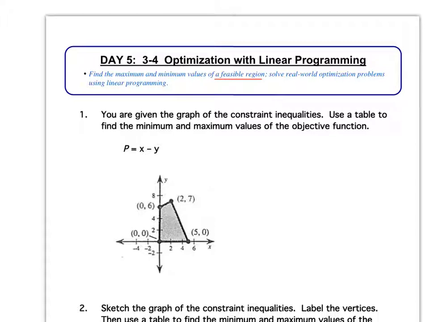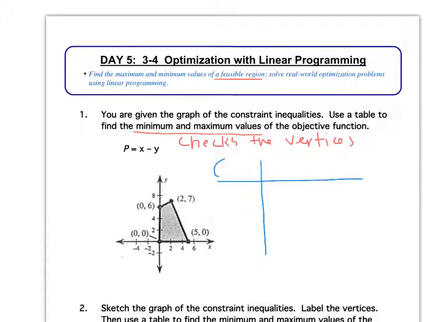If we are looking for the minimum and maximum values of a feasible region, what we need to do is check the vertices. Because of all the solutions that occur in that shaded region, the minimum and the maximum value are going to occur at one of those vertices, not within the shaded area. So, in order for us to check those min and max values, we set up a table to organize our work. In that table, we'll list the ordered pairs that are the vertices of the feasible region, and we'll take the objective function that they've provided us, and we evaluate those vertices in that objective function.